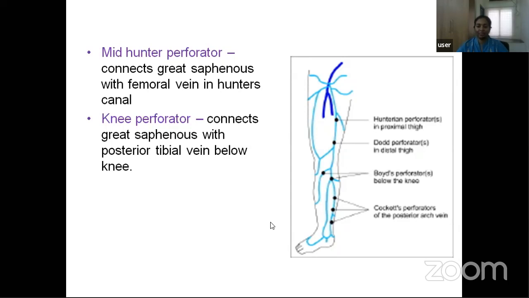Then we have the next perforator, what we have in the knee region. This perforator connects the great saphenous with the posterior tibial vein. It's just around the knee level. So this is called a knee perforator.